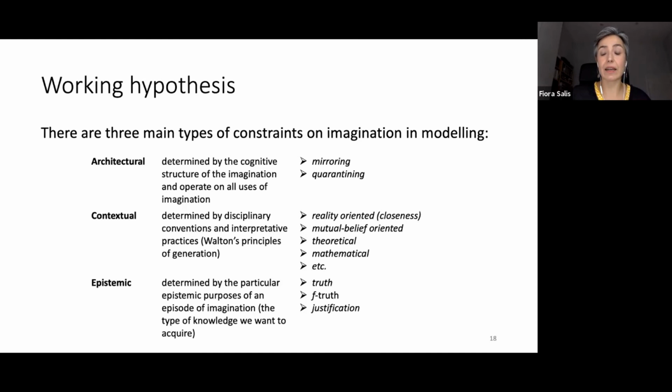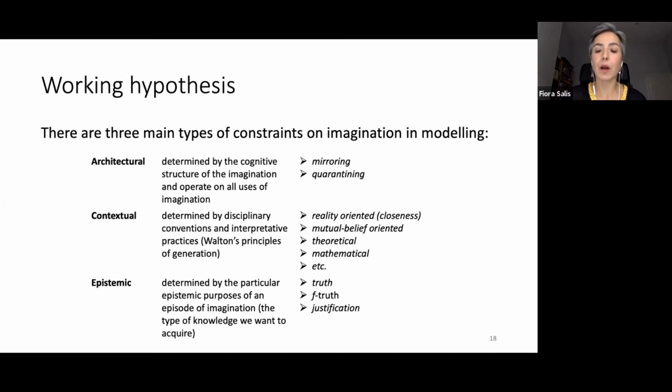Two main architectural constraints emerge from the literature in cognitive science and philosophy, and they are mirroring and quarantining. Mirroring, briefly stated, is displayed by imagination when the inferences that we make in imagination are similar to the inferences we would make in belief if we had isomorphic beliefs. So imaginings with the same propositional contents as beliefs can engage in the same types of inferential practices and will lead us to the same kind of consequences. Now, of course, inferences are never made in the void. They are always made with some background information that is relevant in the context of making the inferences. And so mirroring will interact with context-specific or contextual constraints to draw the relevant kinds of inferences.